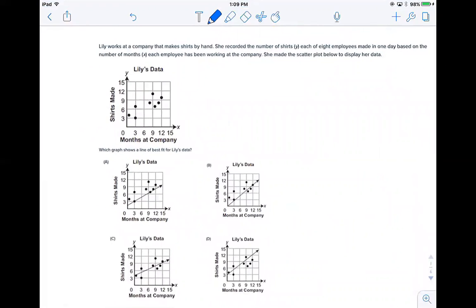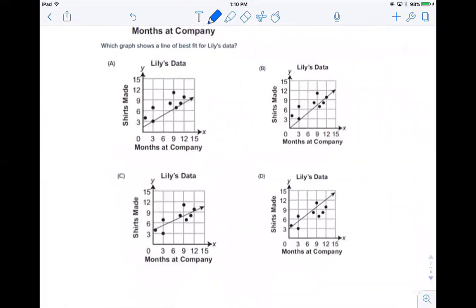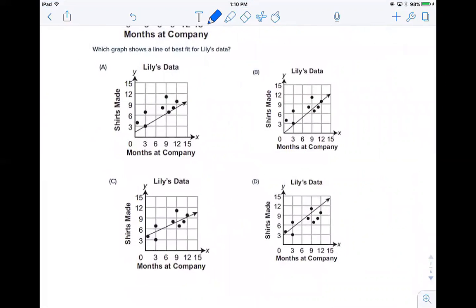Okay, so the second problem, Lily works at a company that makes shirts by hand. She recorded the number of shirts, and it says, which graph shows a line of best fit for Lily's data? So looking at our lines of best fit, we want to figure out which one is evenly dispersed among the top and the bottom.